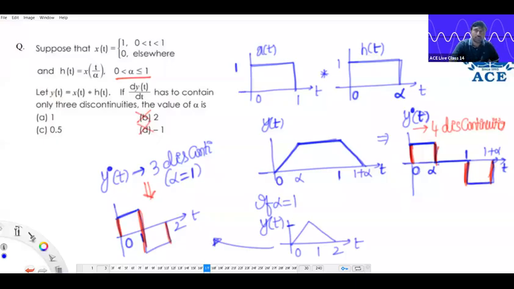Whatever you know, that question is twisted. Till the trapezium you know. But what is my expectation? If the differentiated signal should contain 3 jump locations, after getting the output graph, if it has to contain 3 discontinuities, what is alpha? That is a GATE exam question. Whatever you know, that is slightly twisted. Be careful, sir. Trapezium differentiation has 4 jump locations. Triangle differentiation has 3 jump locations.